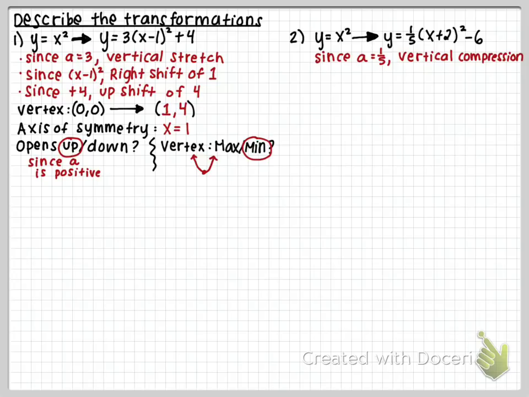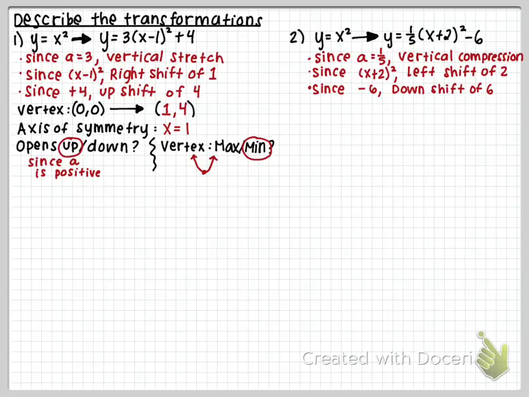1/5 is in between 0 and 1, isn't it? It's less than 1. So it's a compression. Since it's x plus 2 squared, remember, look back at your notes if you forget, x plus 2 squared means we're shifting left 2 units. And since it's a negative 6, we're going to shift down 6 units.